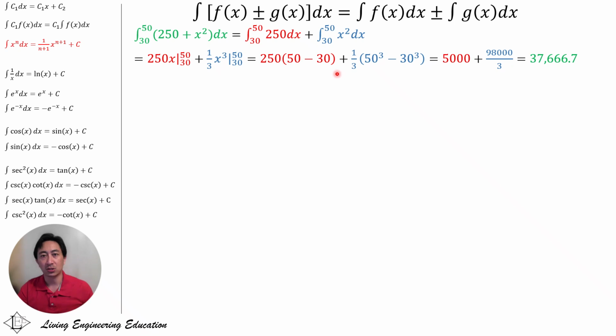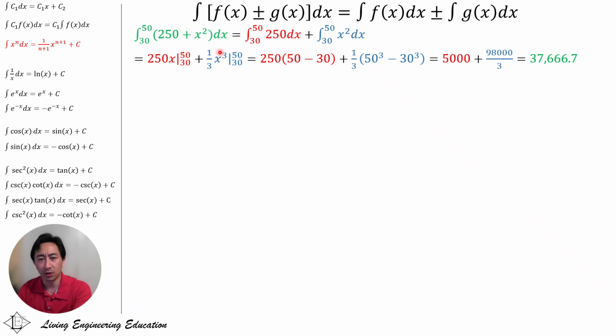Now I'm factoring out this constant in front, right? Here and here. You don't have to do it, obviously. You could write 250 times 50 minus 250 times 30. You could write 1/3 50 cubed minus 1/3 30 cubed. Obviously the same thing. We plug in our calculators, each individual part. We get each individual area, and we get the sum of the two, which is this total integral.